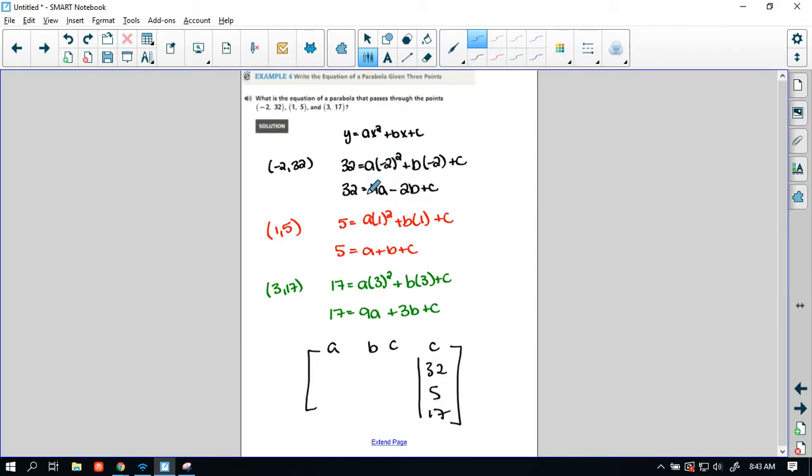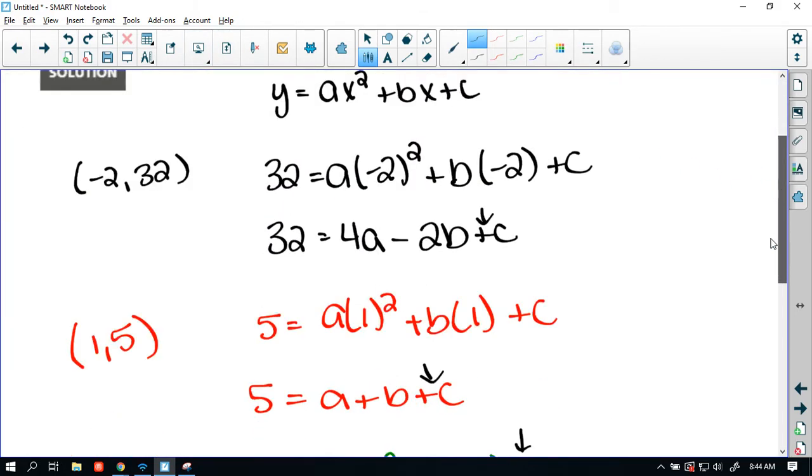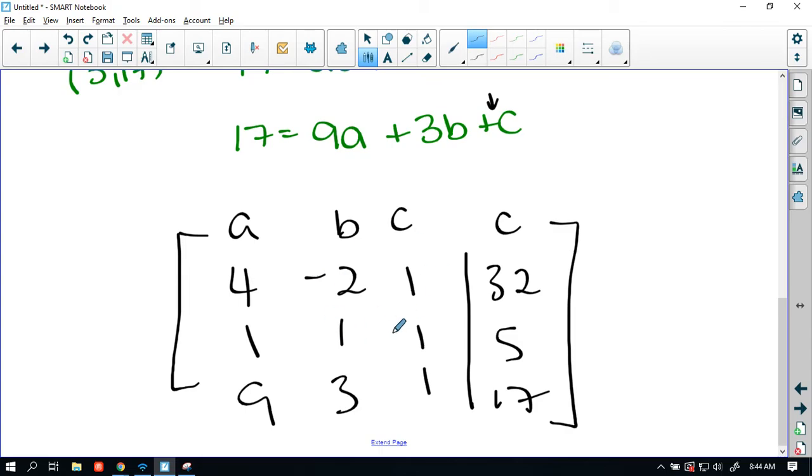Okay, my a in this first equation is 4. My b in this first equation is -2, and my c in this first equation is going to be 1, because we're multiplying 1 by c. As a matter of fact, all our c's are 1, because we're multiplying that invisible 1, that ninja 1, by c. All right, so the next grouping is a 1, 1, and 1. Pretty easy there. The second one is a 9, 3, and 1. And now we have our matrix.